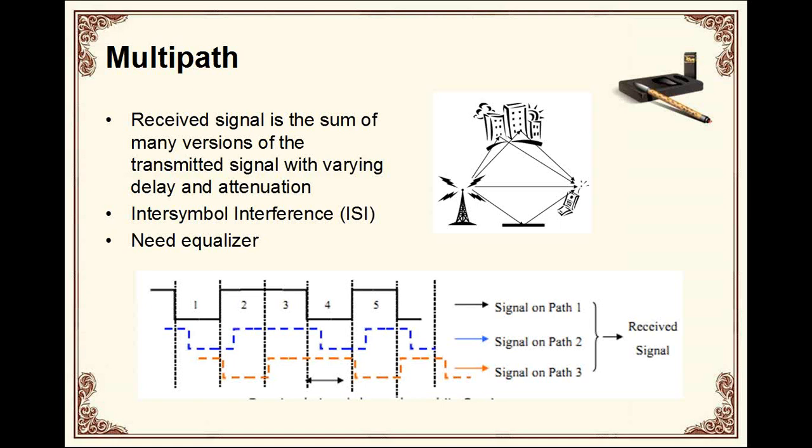Multipath interference is a common cause of ghosting in analog television broadcasts, because the received signal is the sum of many versions of the transmitted signal with varying delay and attenuation. Intersymbol interference is the effect of multipath on the received baseband signal. An equalizer is one of the solutions to recover data correctly, but the structure of the equalizer becomes complicated as the data rate increases, and intersymbol interference gets worse as well.